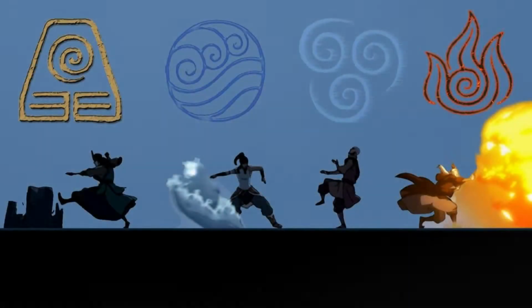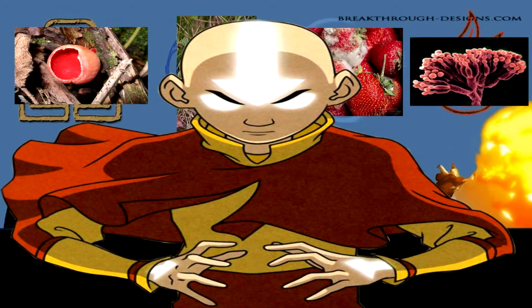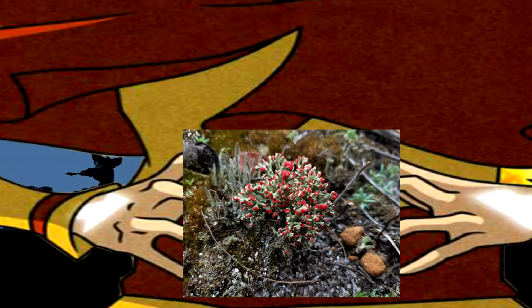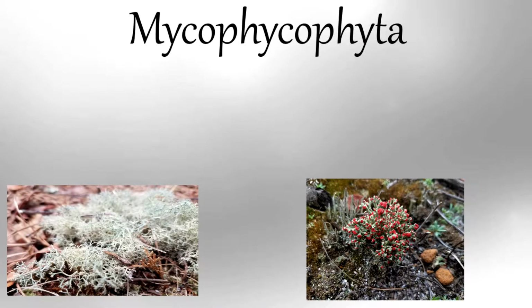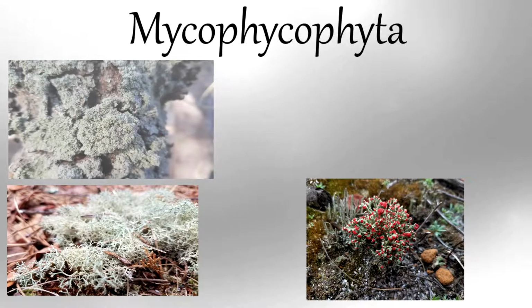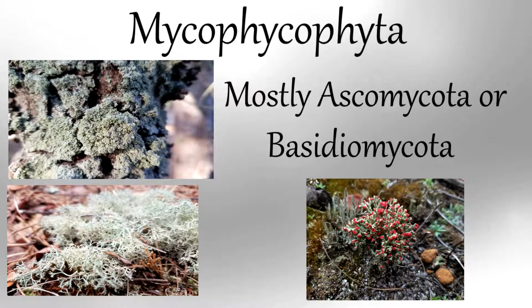Kingdom fungi consist of 77,000 species, all taxonomically placed into 4 phyla: Ascomycota, Basidiomycota, Zygomycota, and Deuteromycota. However, there was once a 5th phylum known as Mycophycophyta. This phylum was used to classify lichens until taxonomists decided to classify each lichen based on the phylum of the fungal species involved with the symbiotic relationship.